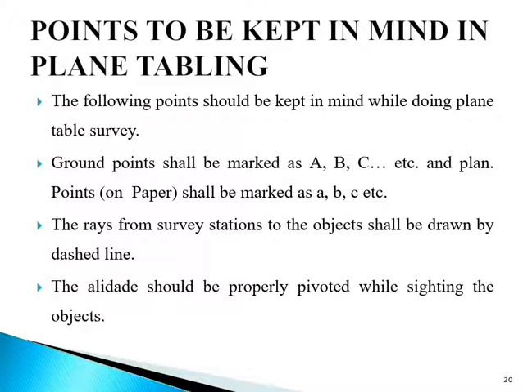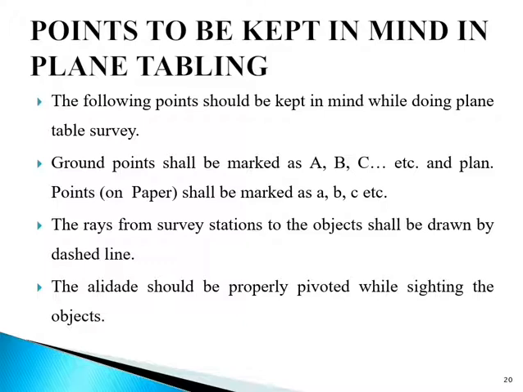Ground points shall be marked as capital A, capital B and capital C, etc. And plan points, say on paper, shall be marked as small a, small b and small c, etc. Already we have seen it in all the methods. We have marked all the station ground points as capital and plan points as small. The rays from the survey station to the object shall be drawn by dashed line. We have also seen it in the image.